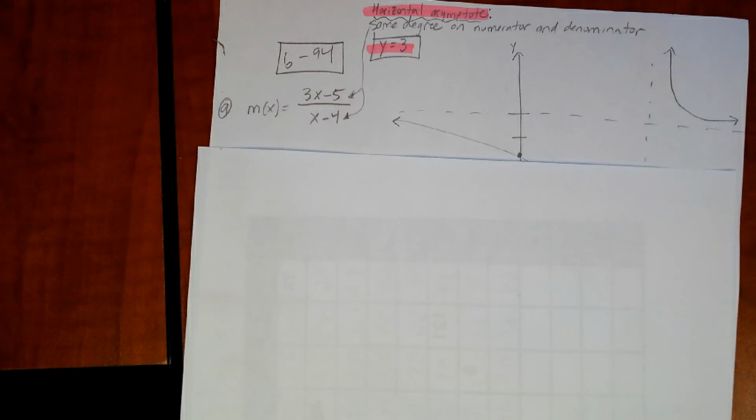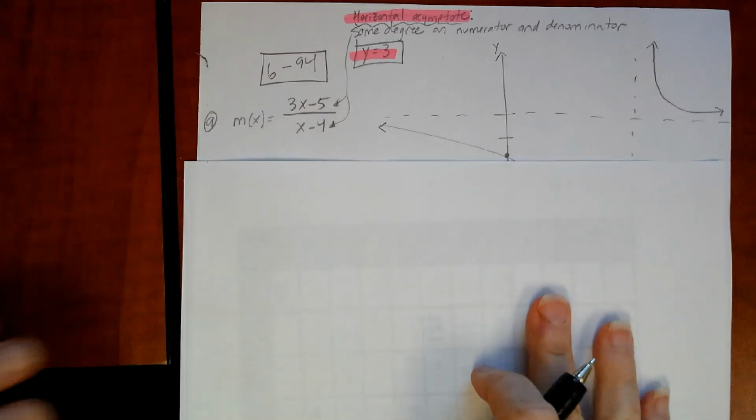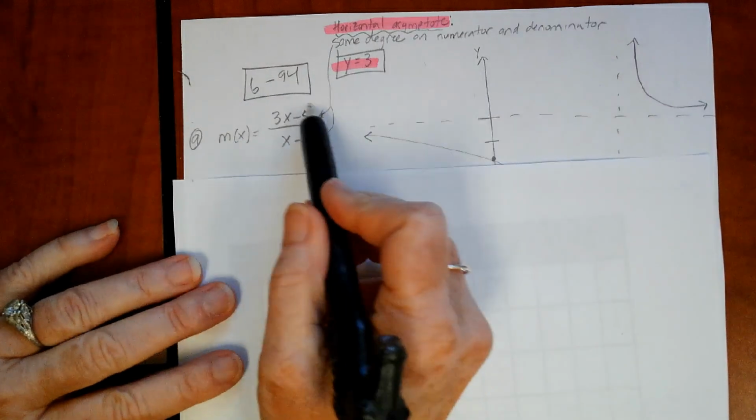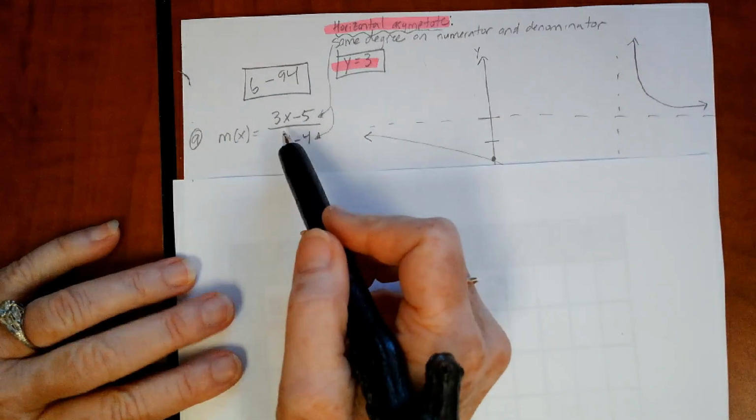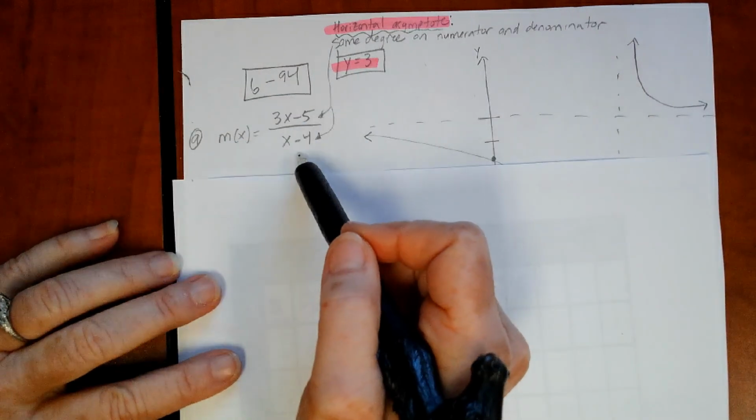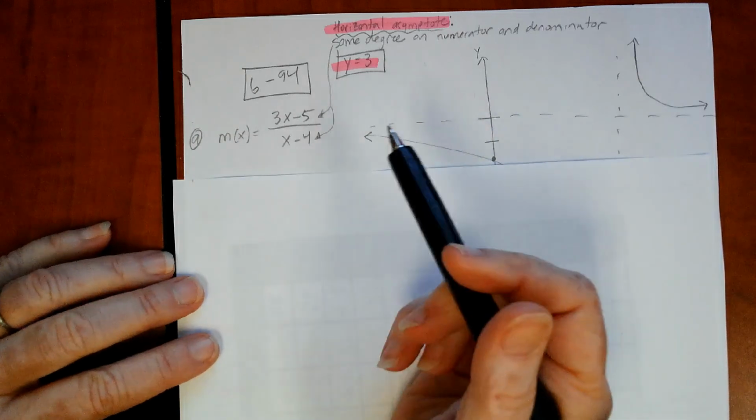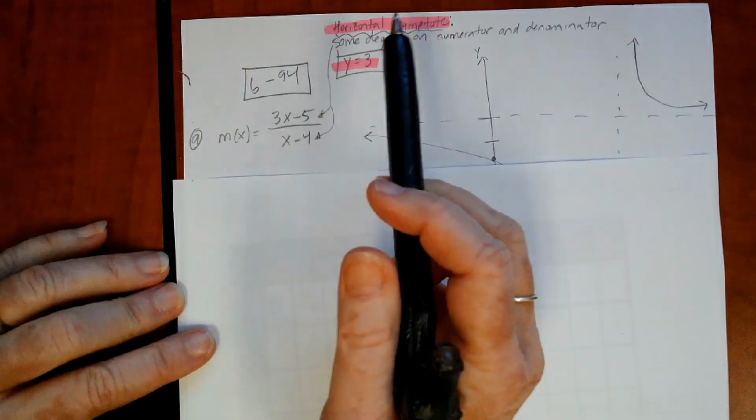Matrix Pre-Calc. This is problem 6-94. It gives us this rational function m of x here, and it wants us to find the horizontal and vertical asymptotes and to graph it.